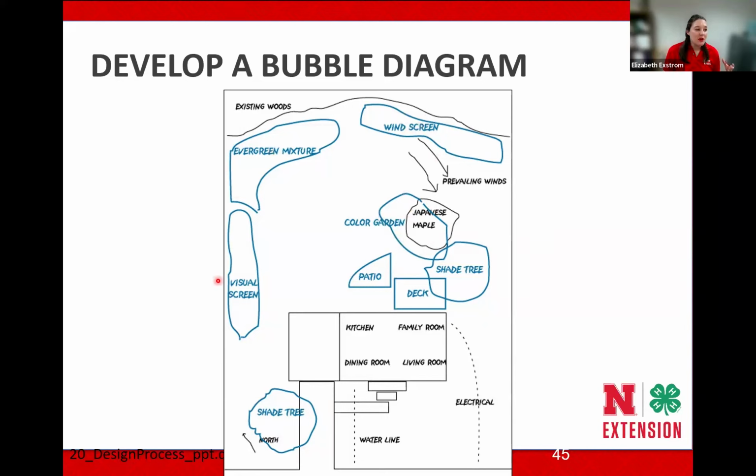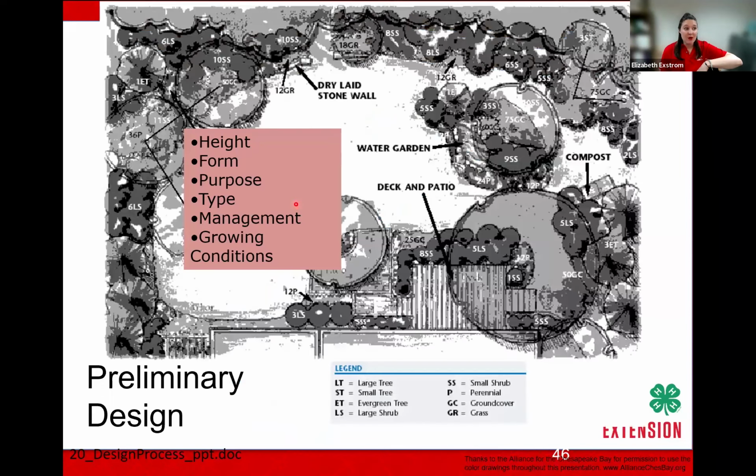You know, wind screens, evergreen screens, visual screens. So this bubble diagram is big picture. We are not calling out plant material at this point in time. The next step is that preliminary design.